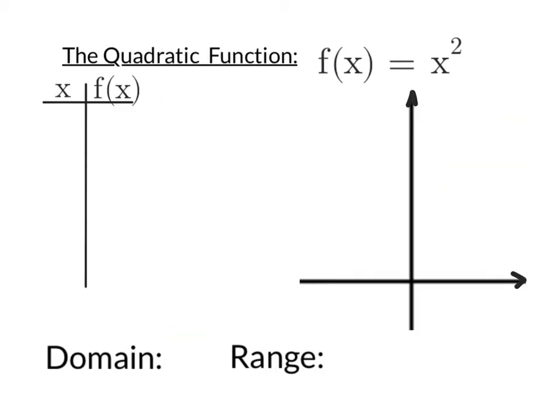The last parent function I want to look at is called the quadratic function. F of x is equal to x squared. So again, let's pick some points, pick some x's, find some y's. When we square each of these x's, f of x is going to be 0 squared, which is 0. F of x is 1 squared, which is 1.